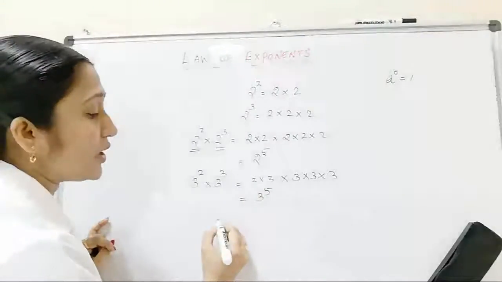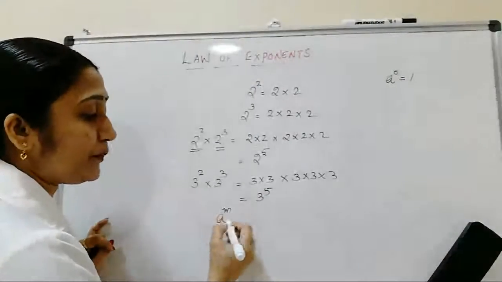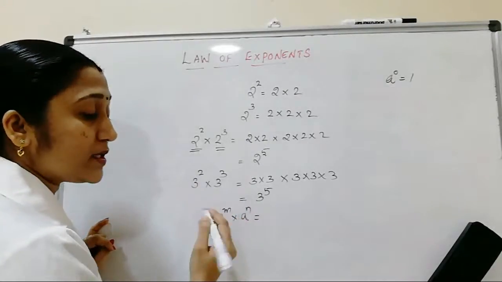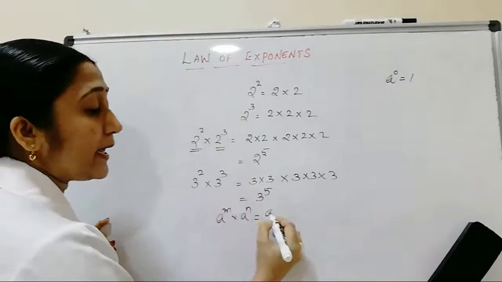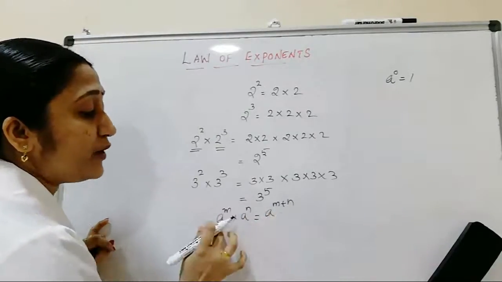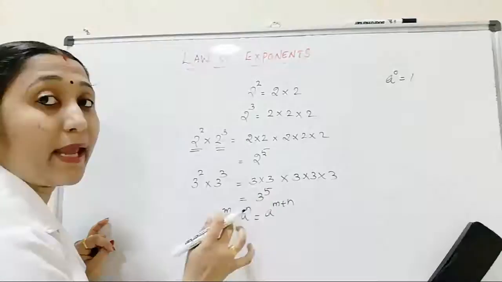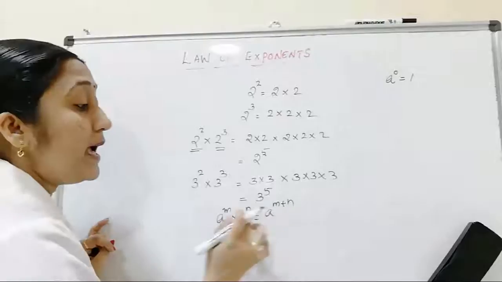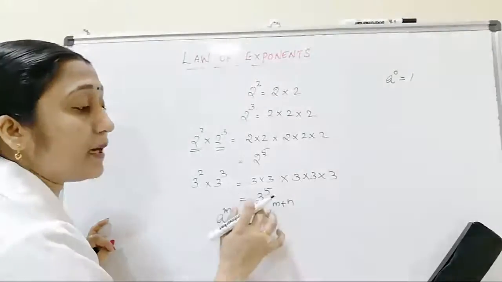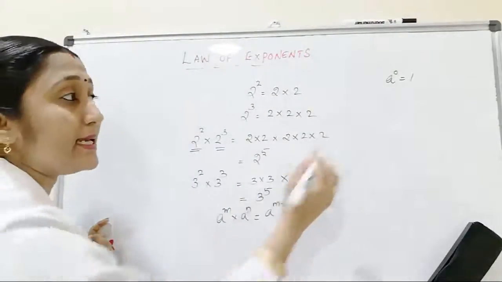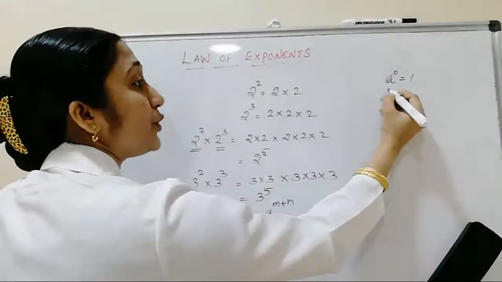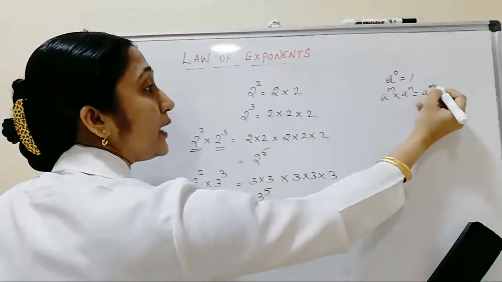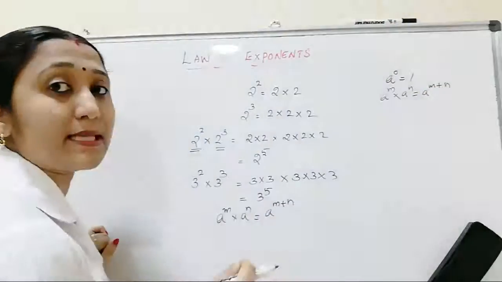We can write a raised to m into a raised to n, which is nothing but a raised to m plus n. If the bases are same, if a is the base, then you have to add the powers. So the second identity is: a raised to m into a raised to n equals a raised to m plus n. This is the second identity.